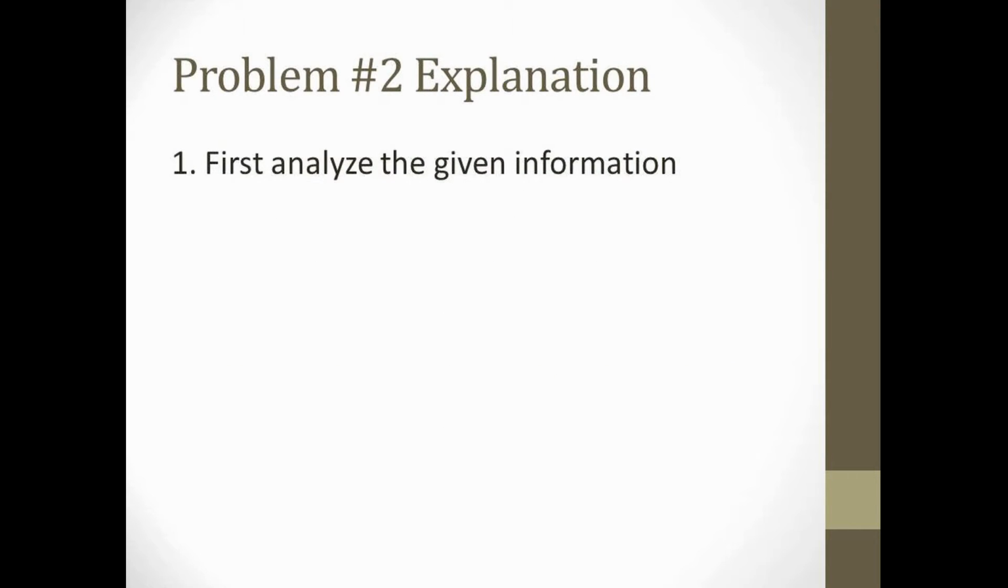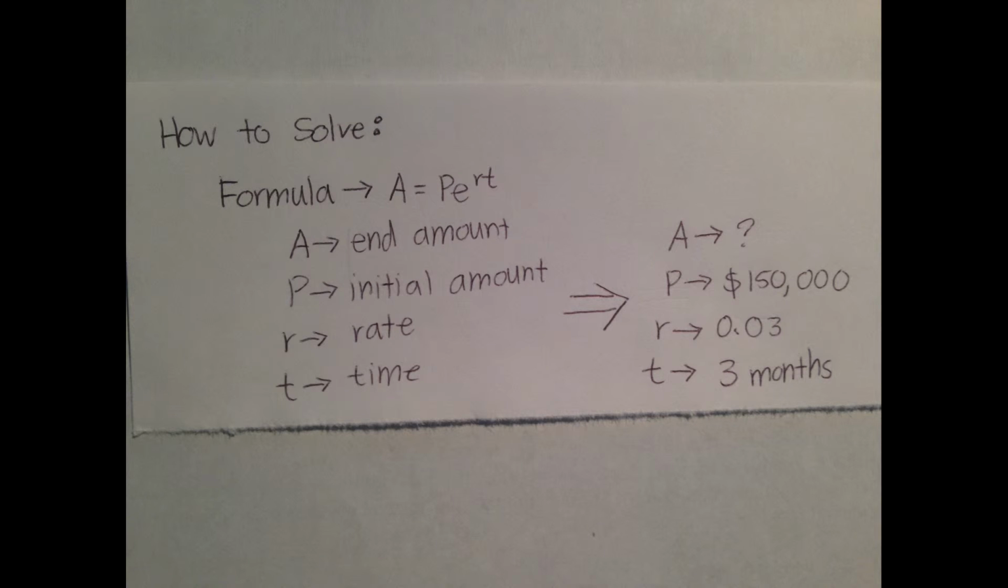Problem number 2, explanation. Number 1, first analyze the given information. How to solve. For the formula, we use A equals P E to the RT power. A represents the end amount, P the initial amount, R the rate, and T the time. In the context of this problem, we are searching for A. P is equal to 150,000, R is equal to 0.03, and T is equal to 3 months.